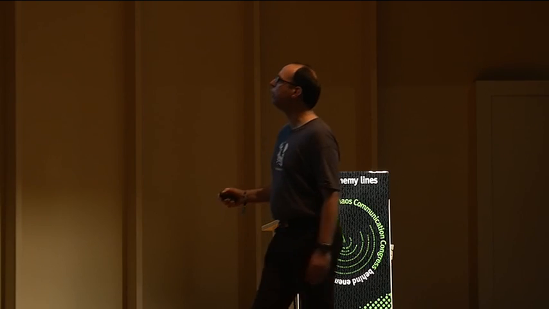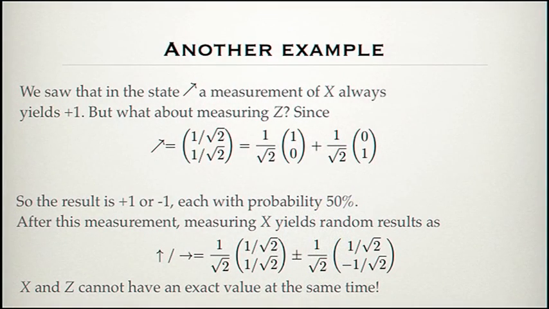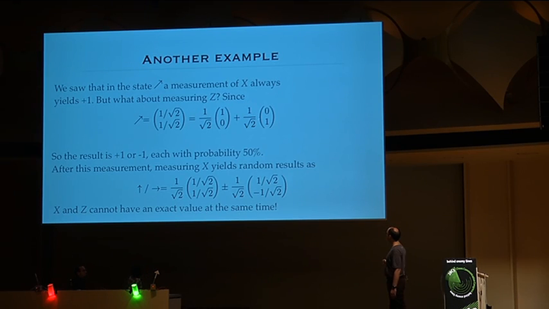Okay, let's see this in the real world in an example. We saw that this state upright for x, this was an eigenvector for x, that was the one with two equal components, so it always yields 1. But now I want to measure z on this. So this one, upright, was this vector, and remember these two guys were the eigenvectors for the z measurement, and this is the way to write them as a sum of these two vectors. And you see, these 1 over square root 2 and 1 over square root 2, these are the numbers that are called c in the slide before. So the result is either plus 1 if I measure this one, or minus 1 if I measure this one, each with probability 50%, because if I square 1 over square root of 2, I get 1 half, and that's 50%. Okay, so if I, in this state, the eigenstate of x, measure z, the result is like a coin toss. It's half of the time I get plus 1, half of the time I get minus 1.